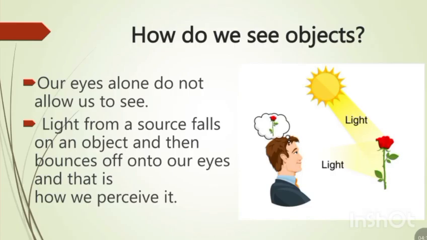So, how do we see objects? How do we see objects with the help of light? Our eyes alone do not allow us to see. Light from a light source falls on an object, then bounces off. Bounces off means light falls on the object, then turns from its surface toward our eye. In this way, we see things. Dear student, light falls on the object and then turns toward our eye, and in this way we see objects.